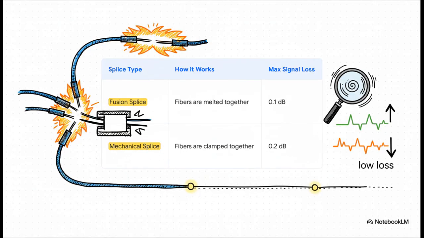So you've got 2 main ways to connect the fibers. A fusion splice literally melts the 2 glass ends together so they become one continuous piece. A mechanical splice, on the other hand, just aligns them perfectly and uses a tiny clamp to hold them in place. But look at these numbers. The maximum signal loss you're allowed to have from a fusion splice is just 1/10 of a decibel. The level of precision is just staggering.